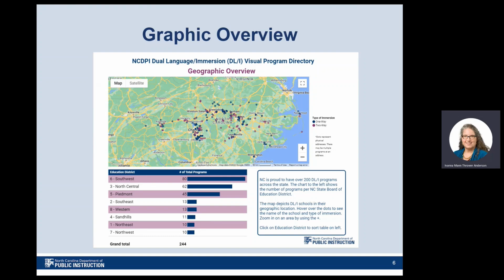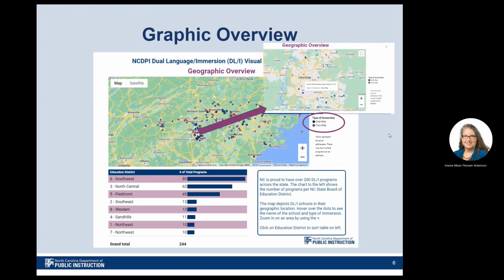The graphic overview. The map at the top of the page shows the DLI programs based on physical address. You can hover over a dot and see the name of the school. In some cases, there's more than one school or program at an address. The blue dot represents one-way programs, and the purple dots represent two-way programs. An area can be enlarged to more clearly see the schools on the map. In this example is Charlotte.